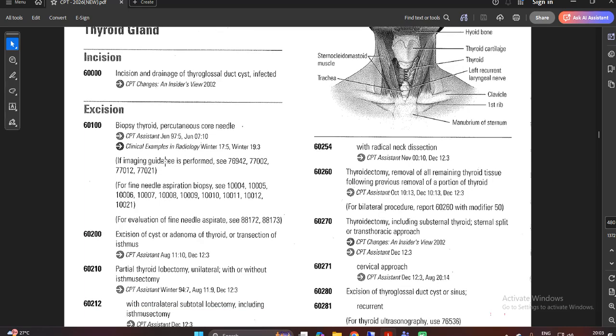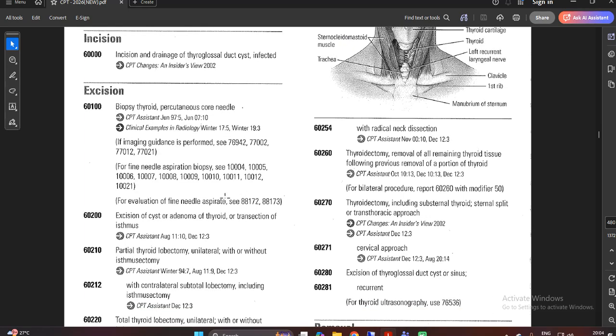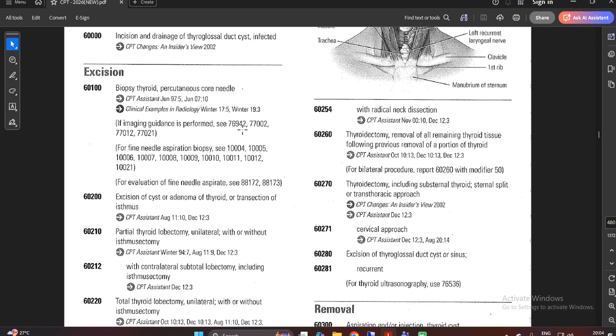Next we have excision. So biopsy thyroid, percutaneous core needle. Basically this is the needle biopsy, percutaneous core needle. Through the skin the physician will insert the needle and take a biopsy from the thyroid gland. Along with this biopsy of the thyroid, if imaging guidance is performed, you need to use 76942 or 77002 based on your imaging modality.